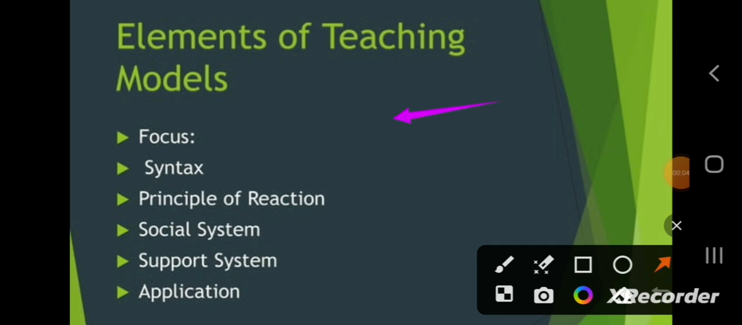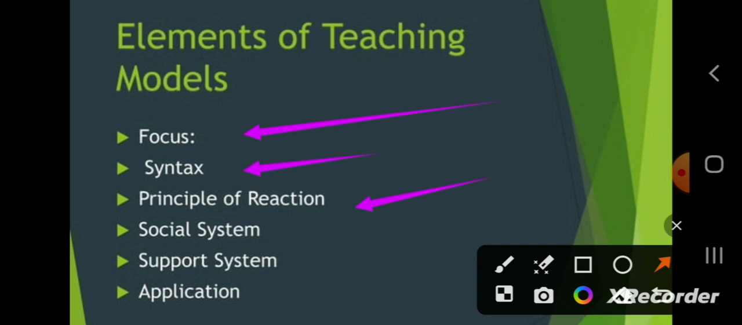Elements of teaching models. Focus. This defines the core objective or the main emphasis of the teaching model. It clarifies what the model aims to achieve in terms of student learning and outcome. Syntax. This refers to the specific procedures and methods used within the model. It outlines how the teaching activities are organized and sequenced to facilitate learning.